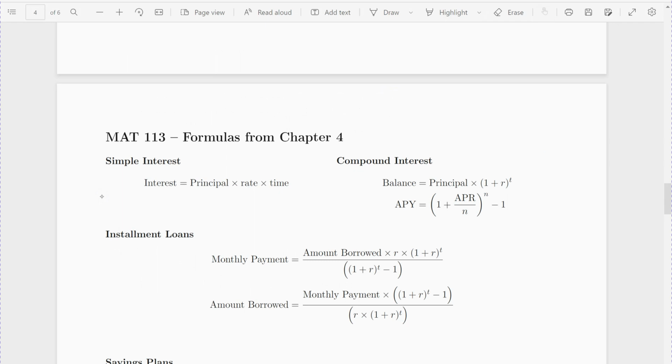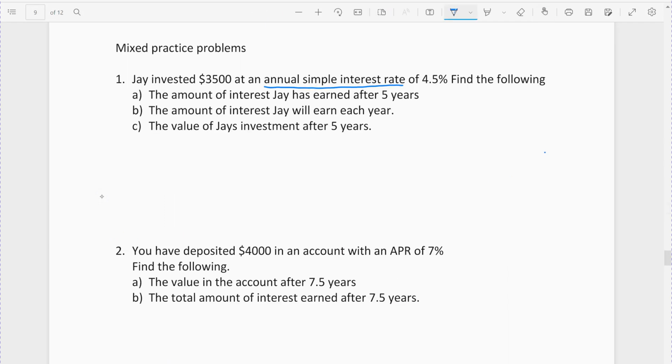It says simple interest. We want the amount of interest Jay earned in 5 years, the amount he'll earn each year, and the value of his investment in 5 years. So we want to know the interest over 5 years, how much you earn yearly, and then what his future value is. A first. A is the one you'll use the formula for.